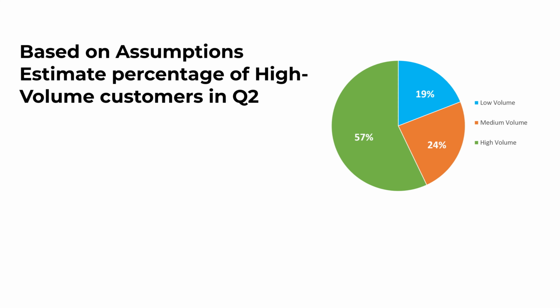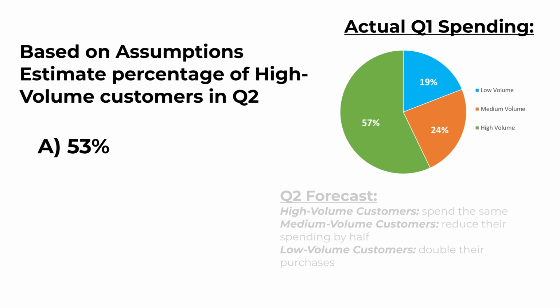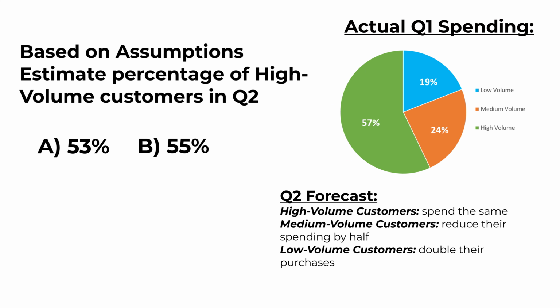There are 4 different choices. Choice A, 53%, choice B, 55%, choice C, 57%, and then choice D, 59%. Do you see the answer?